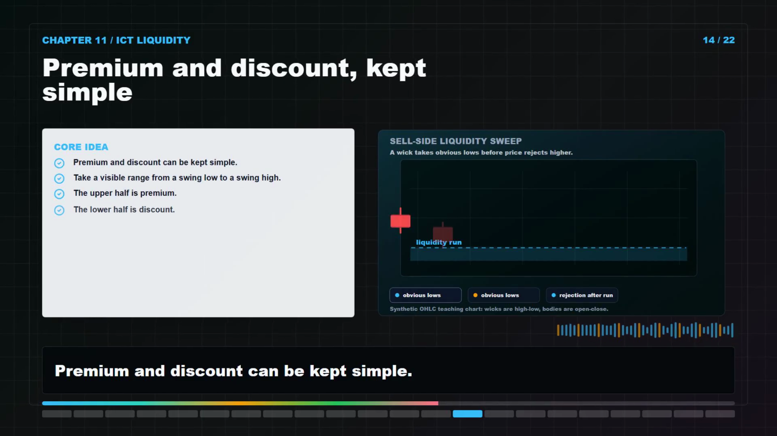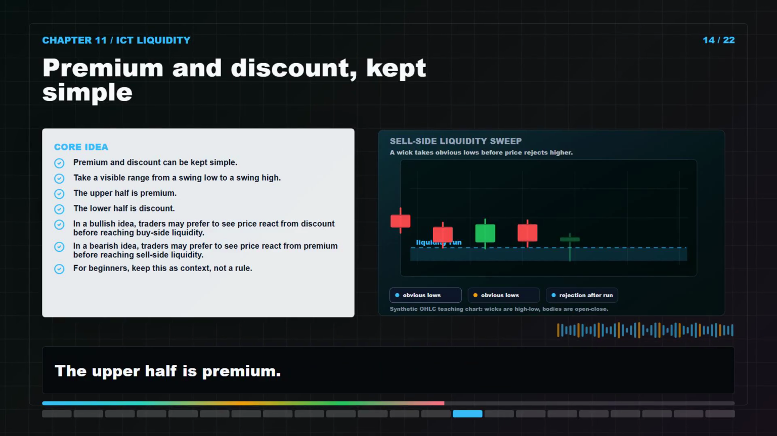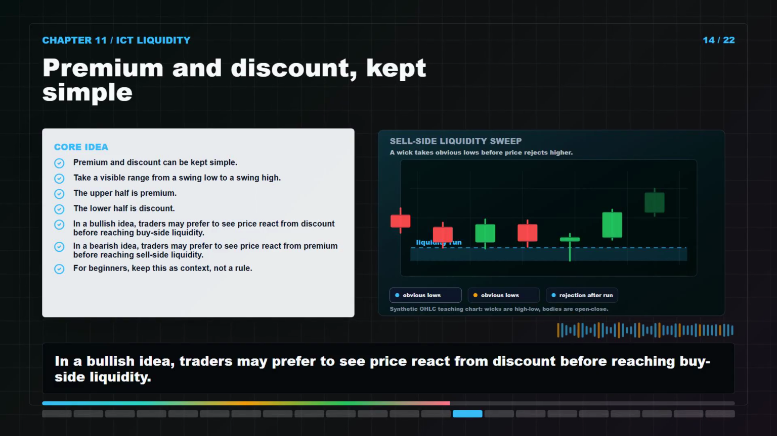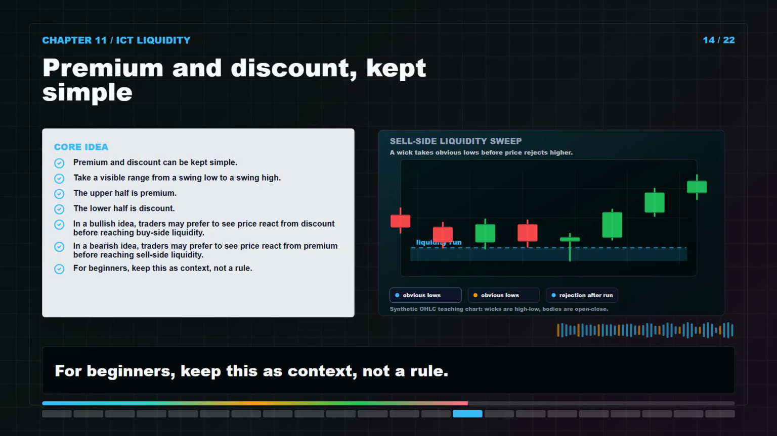Premium and discount can be kept simple. Take a visible range from a swing low to a swing high. The upper half is premium, the lower half is discount. In a bullish idea, traders may prefer to see price react from discount before reaching buy-side liquidity. In a bearish idea, traders may prefer to see price react from premium before reaching sell-side liquidity. For beginners, keep this as context, not a rule.